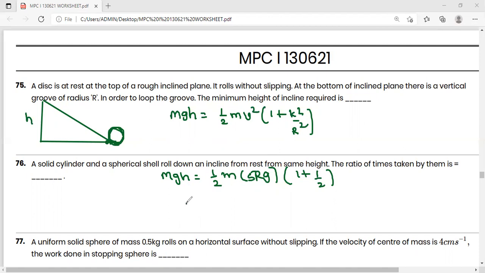So h you have to calculate, na? H equals 5r. Of course z also will be calculated, 5r by 2, into 3 by 2. And how much will it be then? 15 r by 4 only. And finally, the height should be how much then? That should be 15 r by 4.